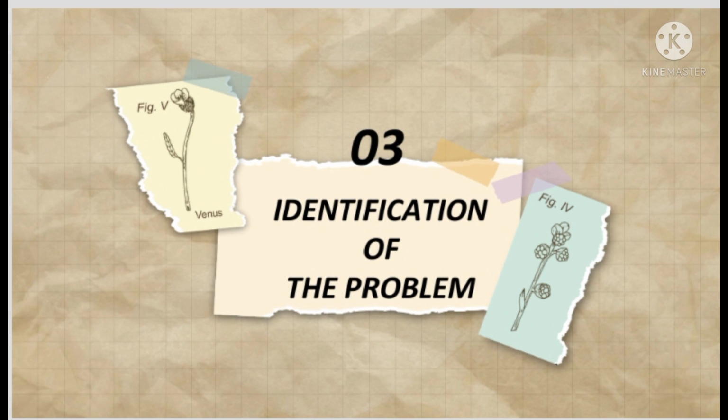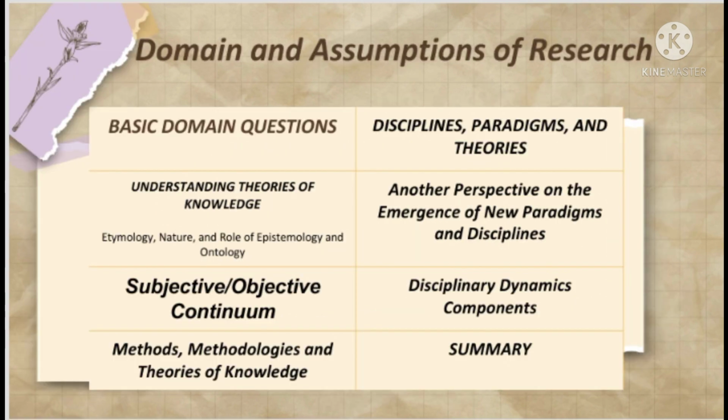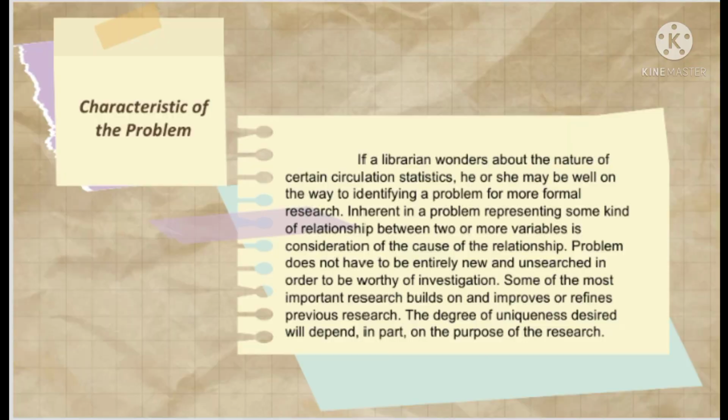Identification of the problem. As Leedy and Ormrod stated, the heart of every research project is the problem. It is paramount in importance to the success of the research effort. But given the primary importance of identifying a problem before conducting research, where and how are problems found? The answer to the first part of this question is that problems are all around us. As you can see, the following titles listed are specific titles that can suggest new topics for research.